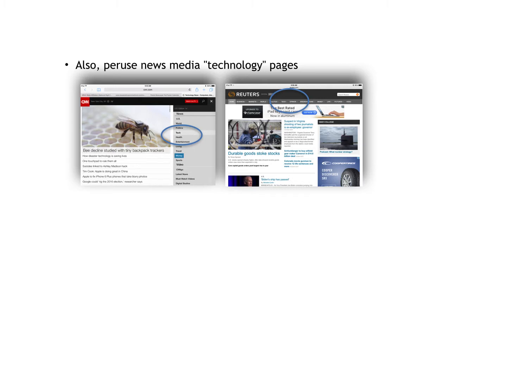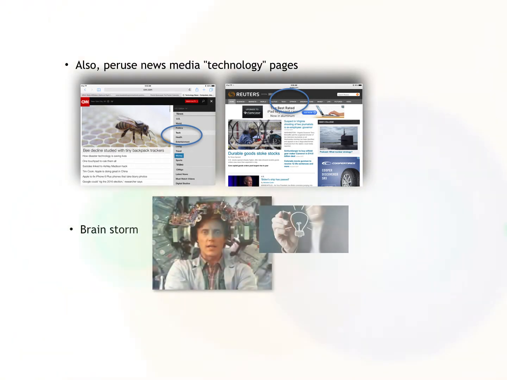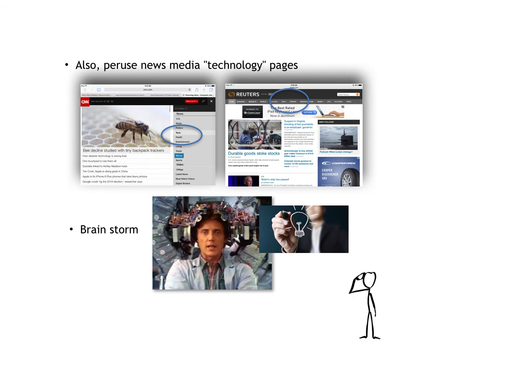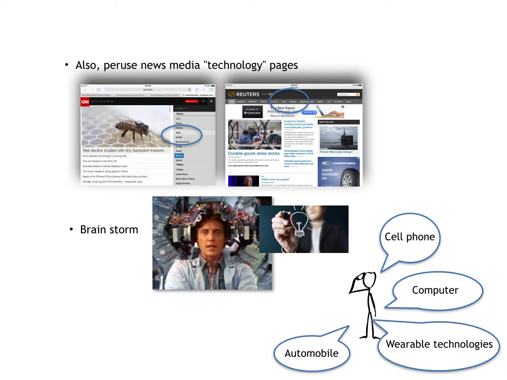Another approach is simply to brainstorm. Take a piece of paper or your notebook and just write down ideas that come to mind while thinking about technologies that you interact with on a daily basis. Technologies you often take for granted, like your cell phone, your computer, eyewear or other wearable technologies, your automobile, and food. Now reflect on them for a moment.